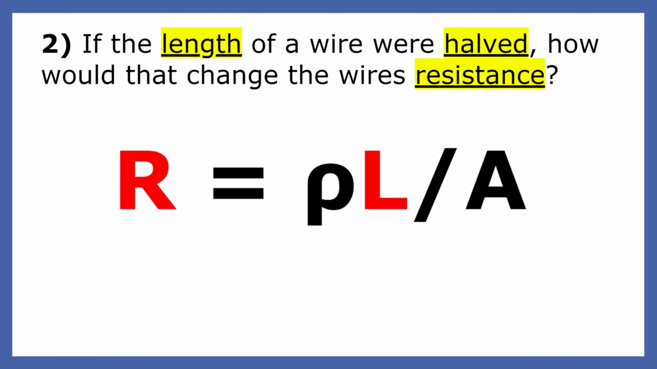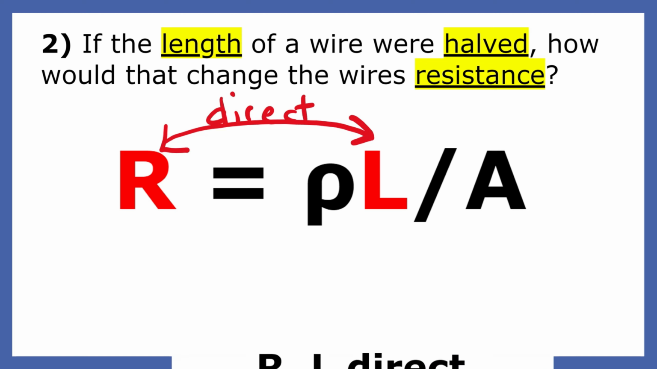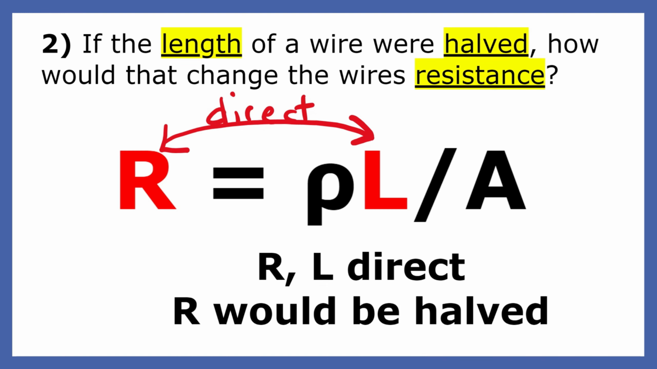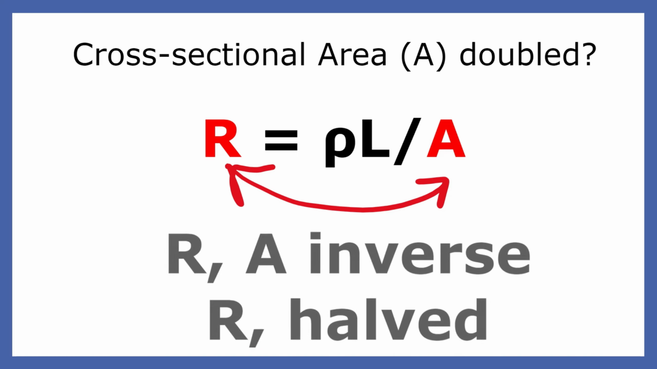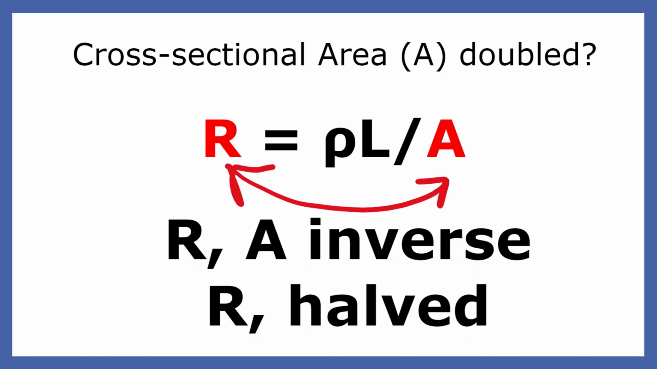If the length of a wire were halved, how would that change the wire's resistance? Since resistance and length are direct, the resistance would be halved. What if the cross-sectional area were doubled? Since the relationship once again is inverse, if the cross-sectional area is doubled, the resistance would be halved.